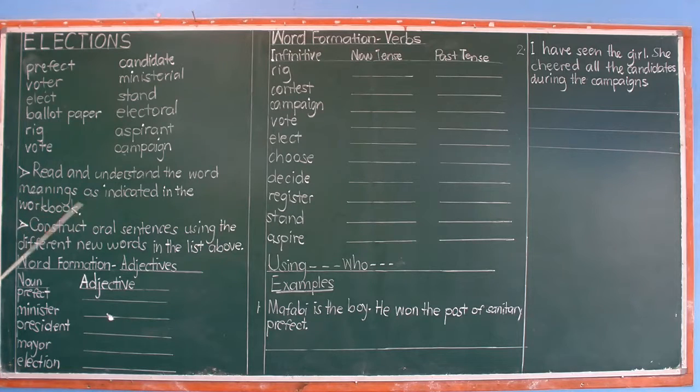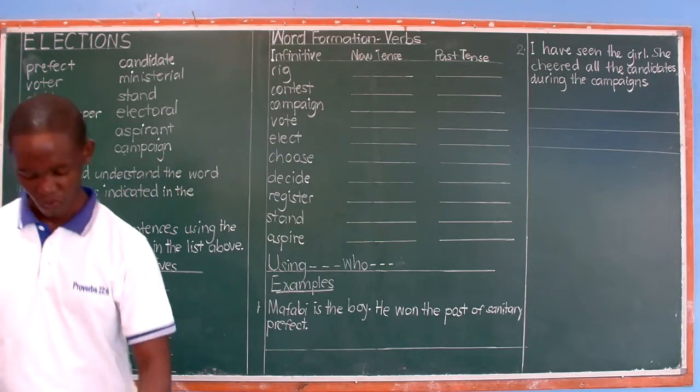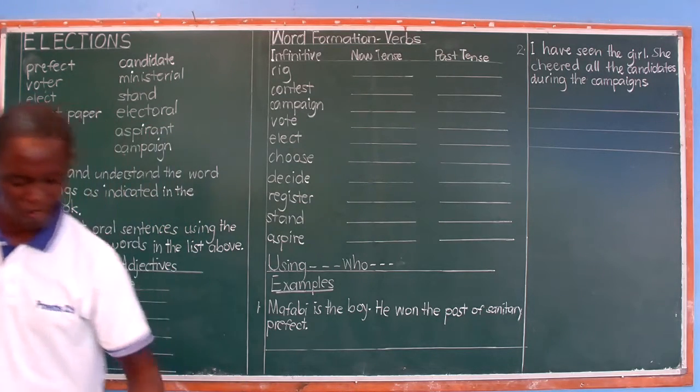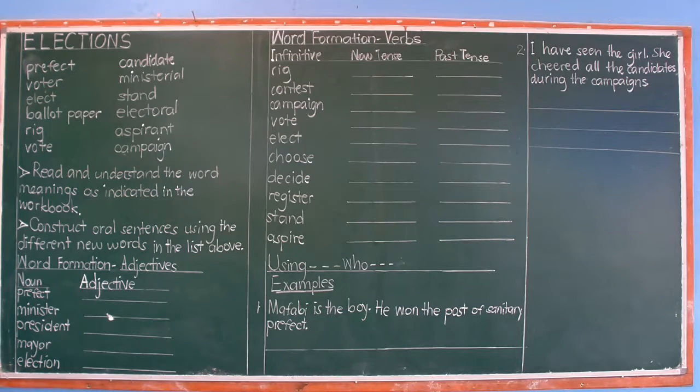Let's read and understand the word meanings as indicated in the workbook. That's what the note tells us. Read and understand the word meanings as indicated in the workbook. The workbook on page 45 shows you the different definitions of the words you see listed on the chalkboard. Next, after understanding the meaning of those words, you're going to construct an oral sentence or oral sentences using the different new words in the list above.